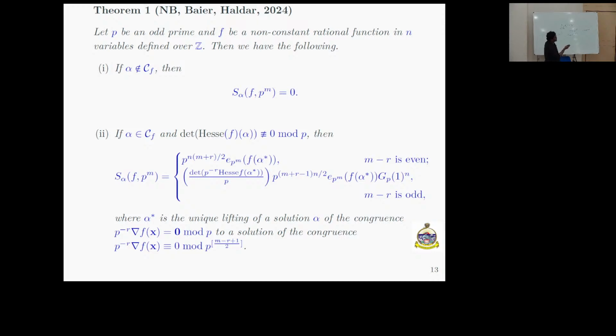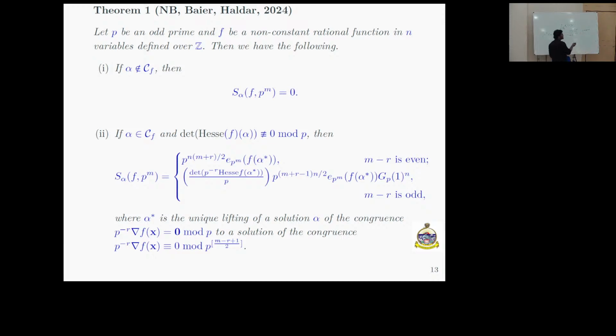So the first one is quite trivial, because this alpha star is basically the lifting of such a solution to modulo p power m minus r by 2. The second case, modulo p power, is a little different; we need a bit of evaluation. Here this is equal to some Legendre symbol into p power m plus r minus 1 into n by 2, e power e pm f alpha star, into this Gauss sum, the quadratic Gauss sum that you have defined.